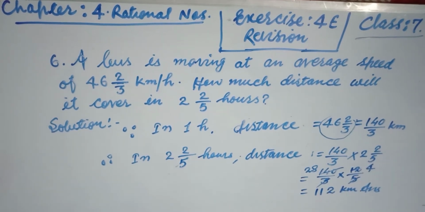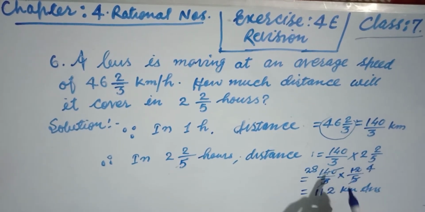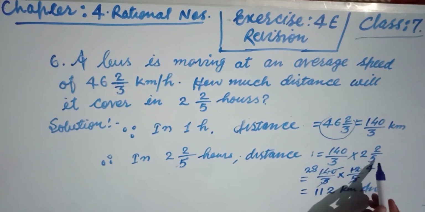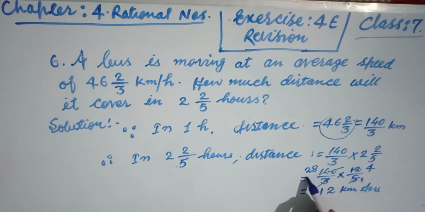Okay, this is the total distance. Now we will calculate. This is 140 divided by 3 as it is. Now this is multiplied by 2 and 2 by 5. Change this to an improper fraction: 5 twos are 10, plus 2, 12 by 5. 5 ones are 5, so the 5 gets cancelled. 5 eights are 40, and 5 twenty-eights are 140, so it gets cancelled. Then 3 ones are 3 and 3 fours are 12. So 4 multiplied by 28, 28 multiplied by 4 is 112 kilometers.